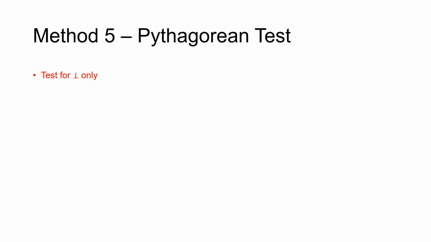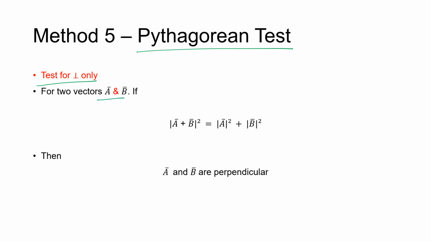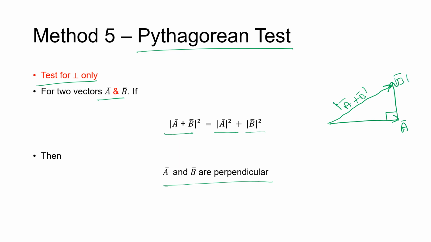Now we come to the fifth method, the Pythagorean test, used to test for perpendicular vectors only. If we have two vectors a and b which satisfy the relation magnitude of a plus b, squared, equals magnitude a squared plus magnitude b squared, then these two vectors are perpendicular. Let's plot this graphically. This is a, this one is b, and a plus b is just the sum of them. Graphically it will be like this. We find that this forms a right angle triangle, and we are now interested in the magnitude instead of the direction. Apply the Pythagorean theorem, and you will have this equation here.